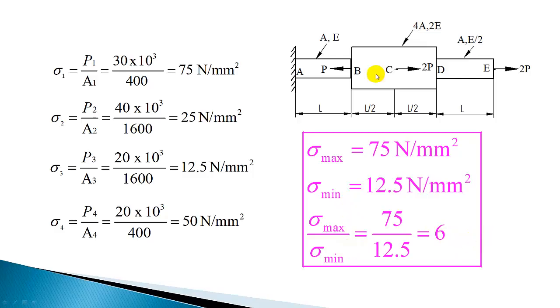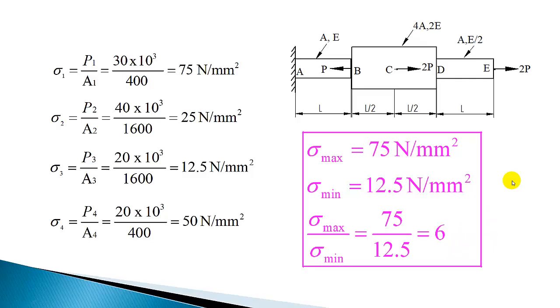All materials are different. There are 3 different materials. So even though this is maximum, other portions can fail. Say maybe the last section can fail. That material cannot withstand that 50 Newton per mm square. That portion is likely to fail. Anyway, we have identified the maximum and minimum stress and found out the ratio of maximum to minimum stress.